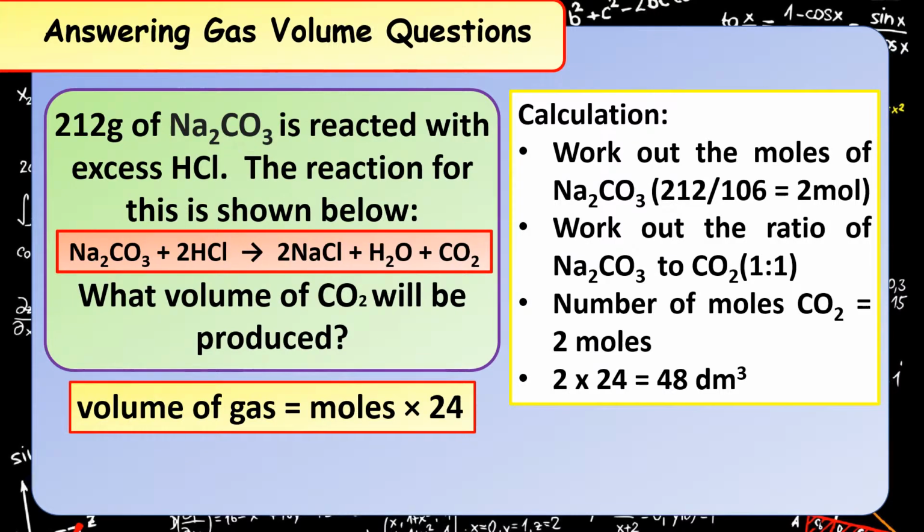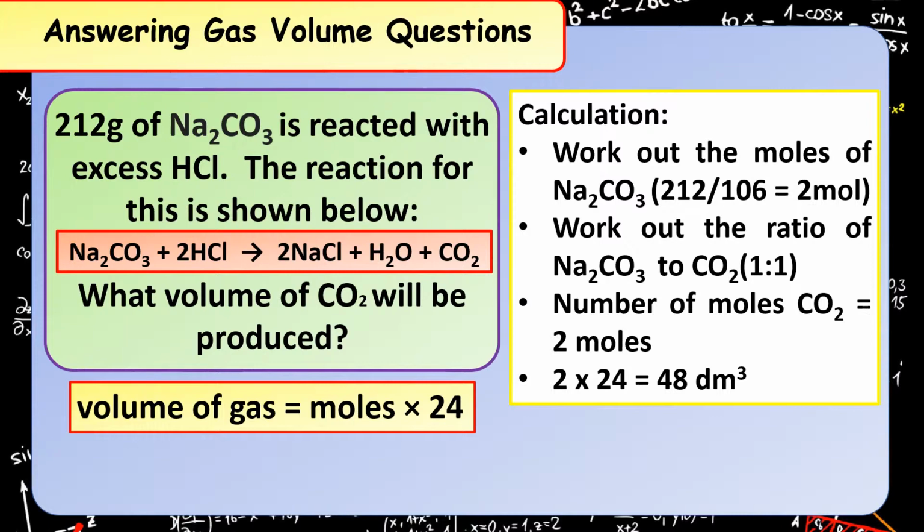So the first thing that you need to do is to work out the number of moles of sodium carbonate. So we know that we've got 212 grams of sodium carbonate, and we know that 1 mole of sodium carbonate is 106 grams. You can go and work that out by using a periodic table and working out the relative formula mass of sodium carbonate. So the next thing that we need to do is to work out the number of moles. So 212 divided by 106 gives us 2 moles of sodium carbonate.